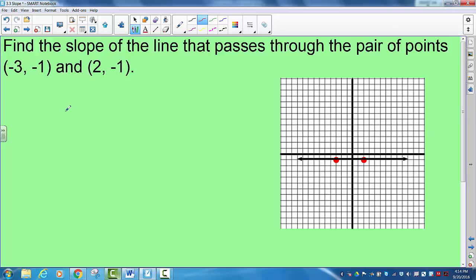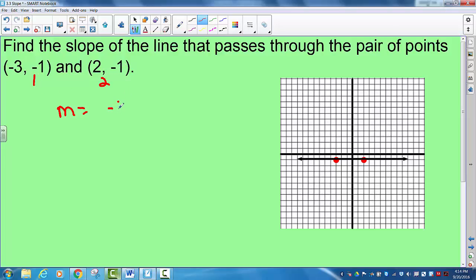Find the slope of the line that passes through the pair of points -3, -1, and 2, -1. Well, you can look at this line and notice that there's something special about it. Do you already know what it is? Let's do slope equals. This will be number 2. This will be number 1.